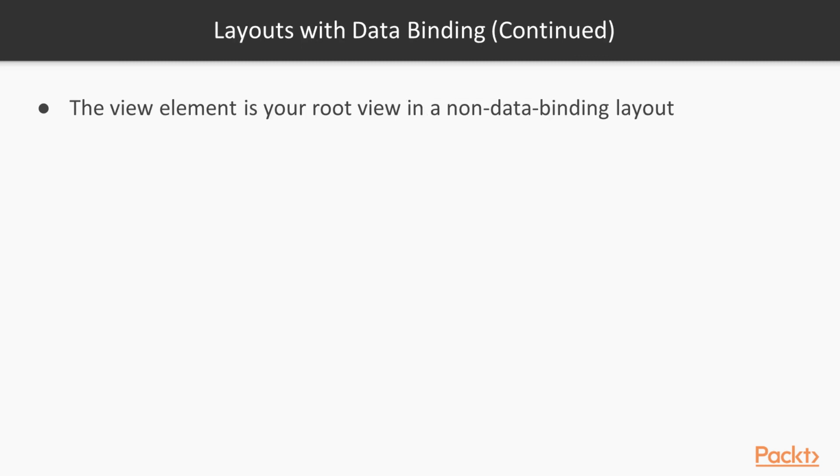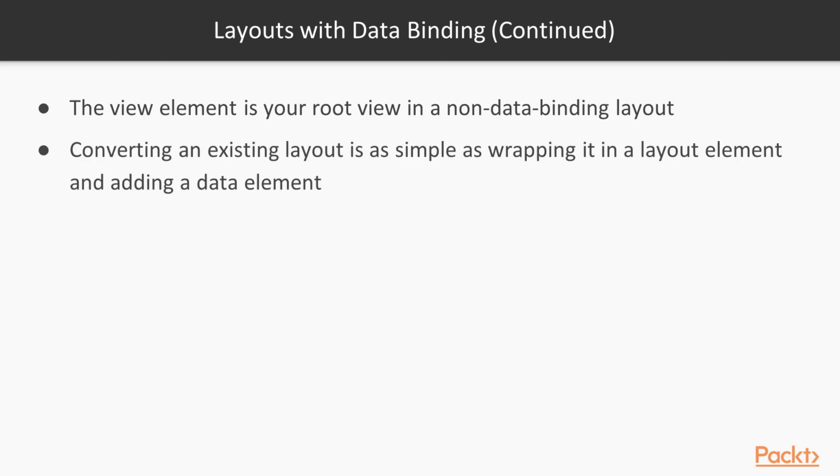And then the view element is actually where you'll put your layout code and everything, such as linear layout, constraint layout, and everything like that. And it should be the parent. So if you are converting an existing layout, your current root would now be where the view would be inside of a layout element. So it's actually pretty simple. You just simply wrap your existing layout file, add a data child, and you're done.